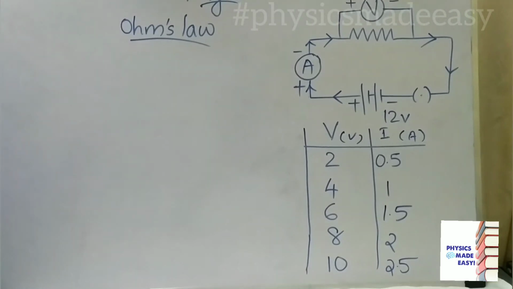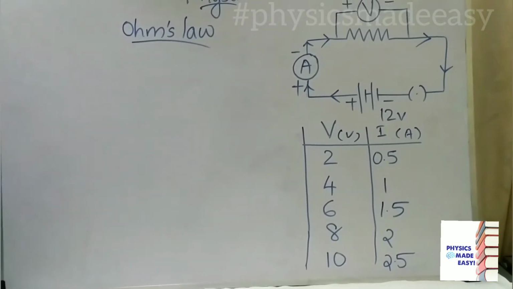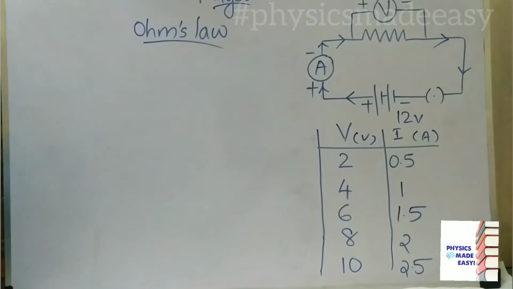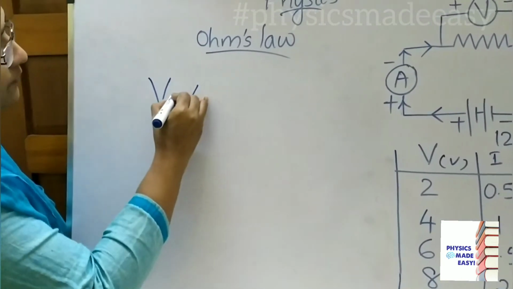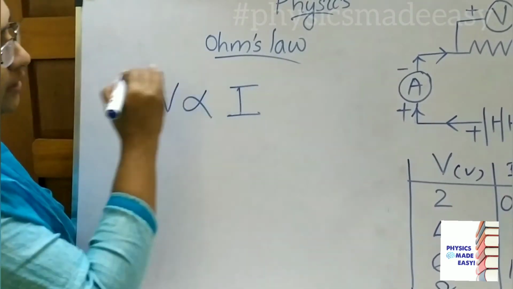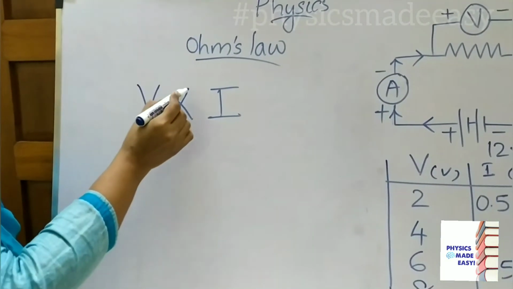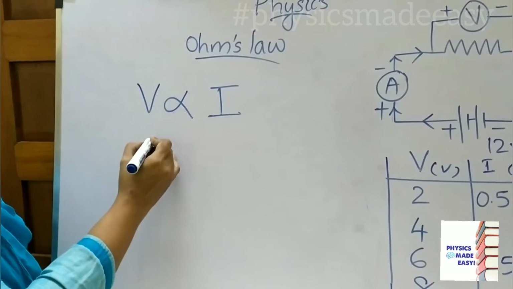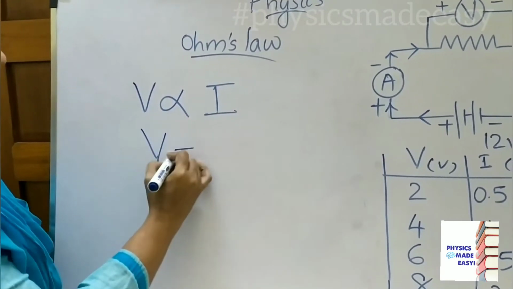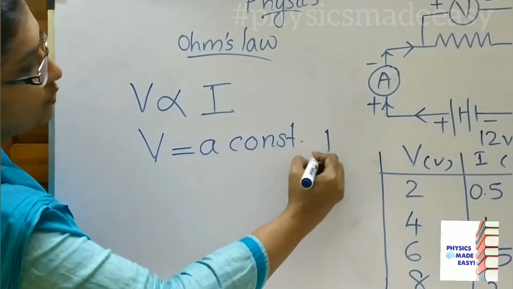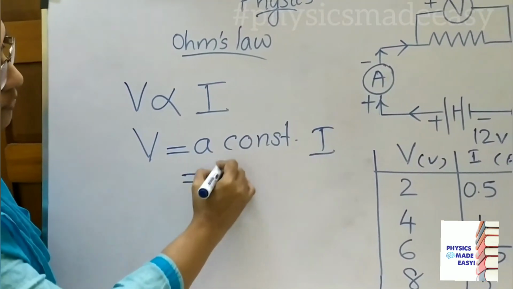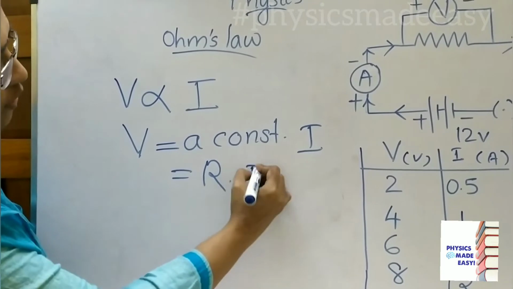That we can write in the form of a mathematical expression. We can take V as the potential difference and I as the current. Then we can write V proportional to I. How can we remove this proportionality sign? By using a constant. So here we can write V is equal to a constant into I. Here we can use letter R into I.